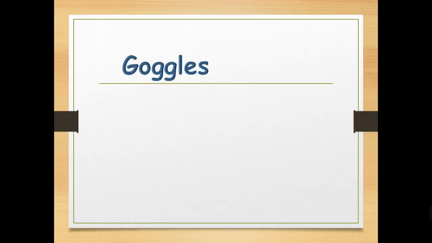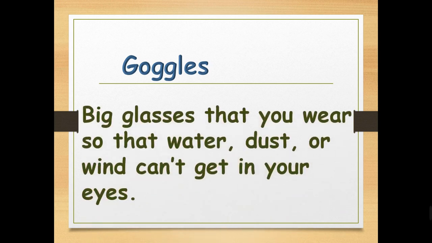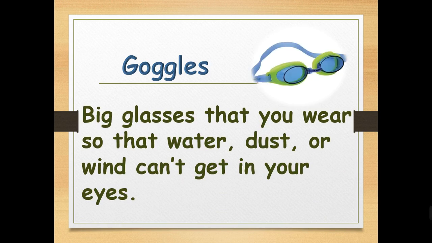Okay, the first word in this list is the word goggles. What do we mean by goggles? It's a big glasses that you wear so that water, dust or wind can't get in your eyes. Let's see the picture to make it very clear. Can you see? I'm sure that all of you have one like this, maybe when you go to the swimming pool or you like to swim and you don't want the water to come near your eyes, or get in your eyes, you wear these goggles.